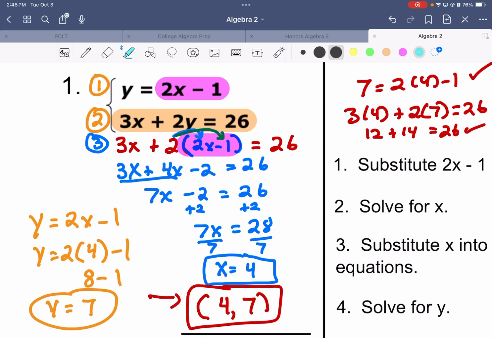And we talked about this yesterday. You can always see if your answers are right by checking them. Substitute those values back into your 2 original equations. And if they're both true, it works. If they're not, it doesn't work. Okay.